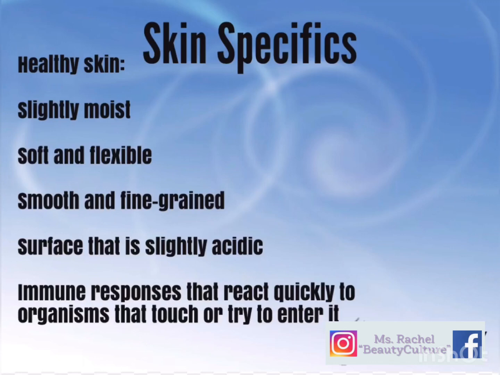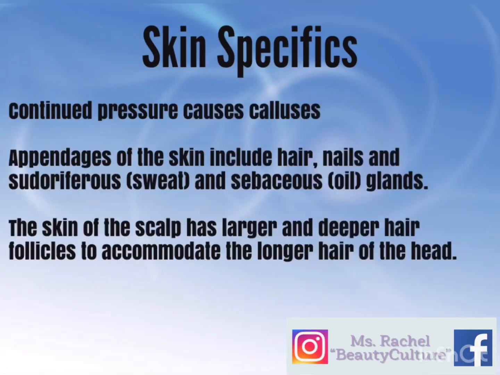Healthy skin is slightly moist, is soft and flexible, is smooth and fine-grained, has a surface that is slightly acidic, and has immune responses that react quickly to organisms that touch or try to enter it. Continued pressure causes calluses. Appendages of the skin include hair, nails, and sudoriferous sweat and/or sebaceous oil glands. The skin of the scalp has larger and deeper hair follicles to accommodate the longer hair of the head.